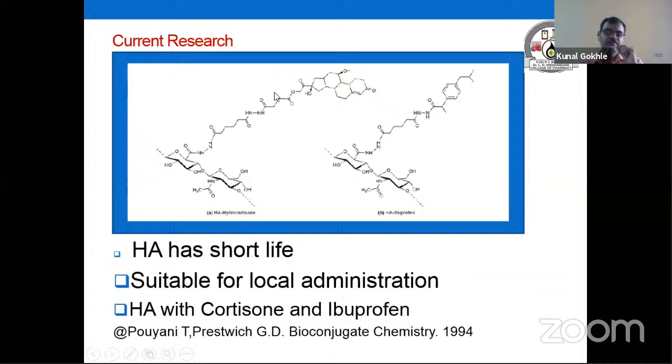So what the scientists did here: cortisone and ibuprofen are known for the treatment of arthritis. Arthritic patients generally have a very high degree of pain which is not tolerable. Therefore, scientists coupled cortisone and ibuprofen with the hyaluronic acid. So here you have a hyaluronic acid, this is a cortisone, this is an ibuprofen, which are coupled to each other with diester kinds of linkages. And here it is coupled with the hydrazide kind of linker. These systems are found to be very suitable for local administration, and they are very successful in reducing the pain in arthritic patients. So this is how you can convert the challenge into an opportunity with respect to the polymer.